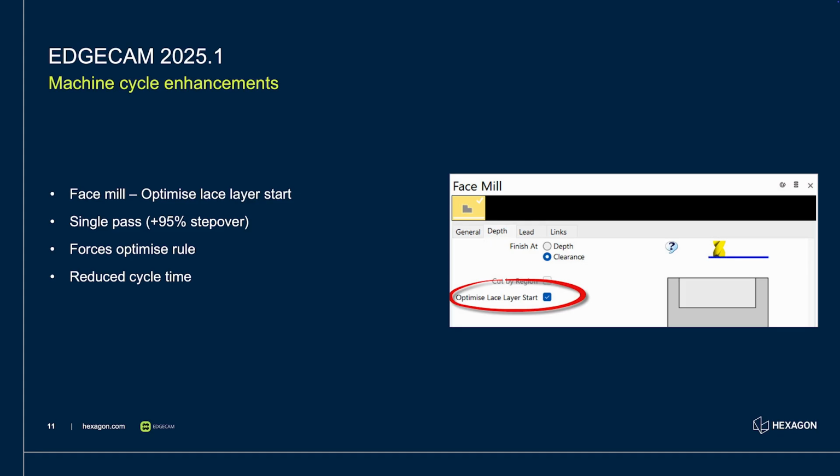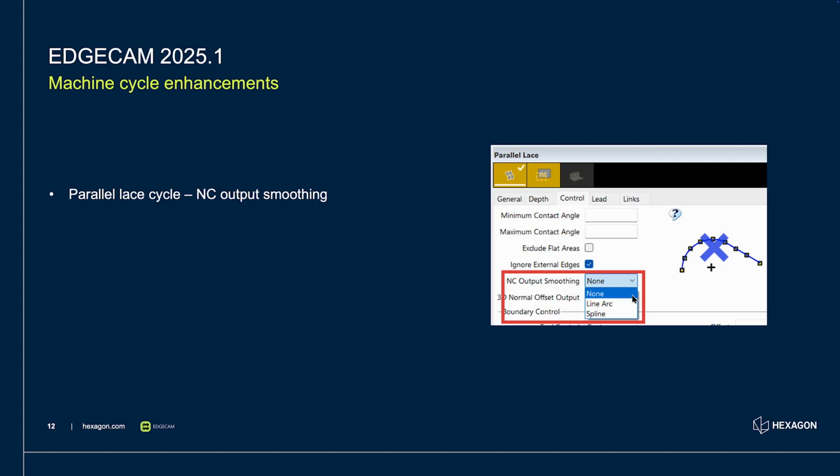Optimize wasn't quite working. So there's a new parameter in there called Optimise Lace Layer Start, which will get around any sort of issues that you might get with the optimize rule. And again, we'll see this when we look at a live demonstration.